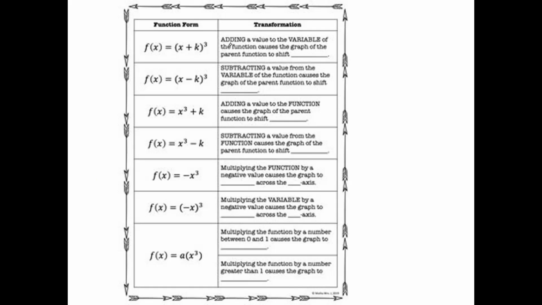So transformation, adding a value to the variable of the function causes the graph of the parent function to shift. So keyword is adding. So if you're going to be adding, where are you going to shift it? Shift up, obviously. Similarly, if you're subtracting a value from the variable of the function, it causes the graph of the parent function to shift down.